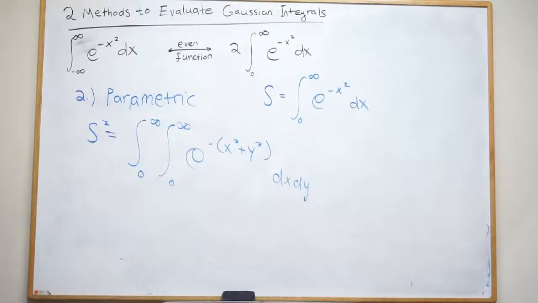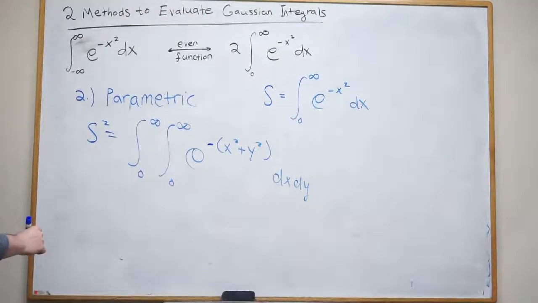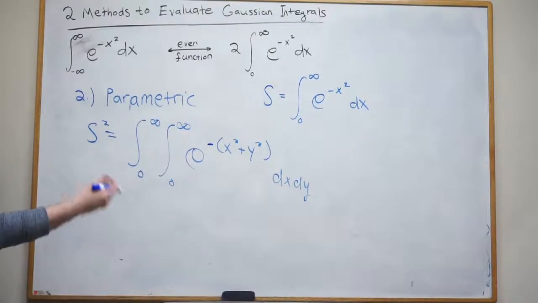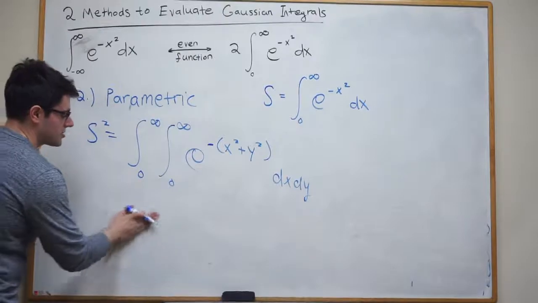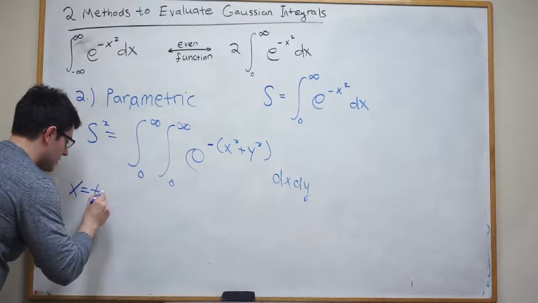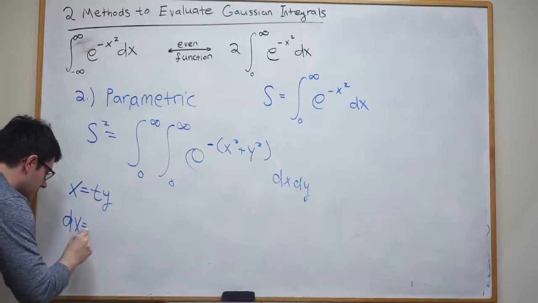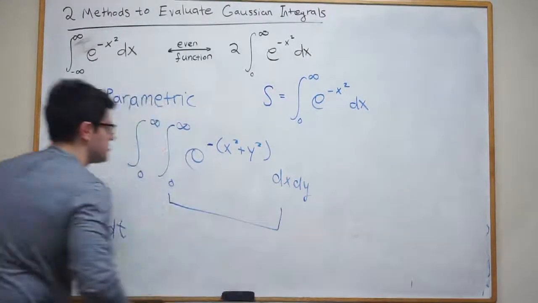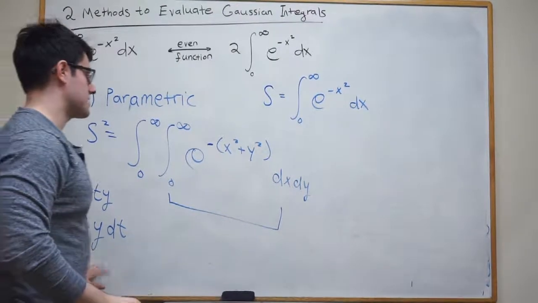Okay, and so now the next thing to do is to make a substitution, and this is why it's called parametric, because we're going to change from x and y to t and y. So the t comes from being parametric. So we're going to set x equal to ty, right? So then dx is equal to y dt. We're looking at this integral here now. So y is a constant, so when we just differentiate this, y stays constant.